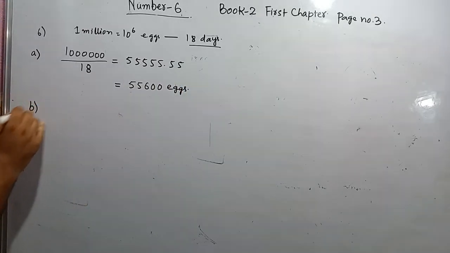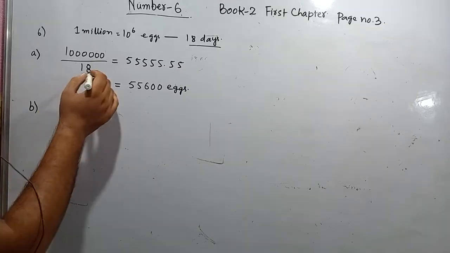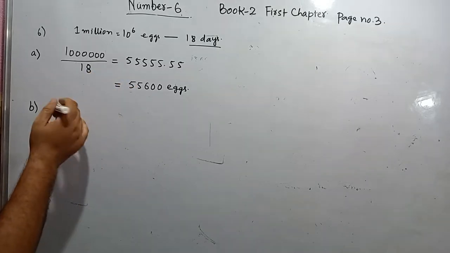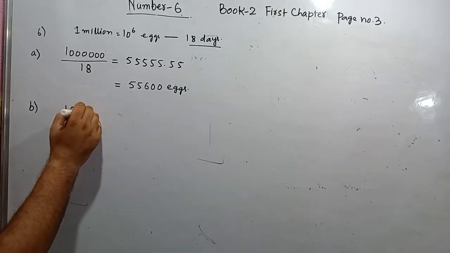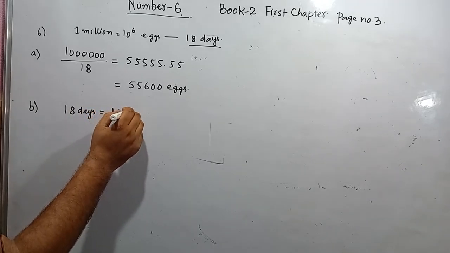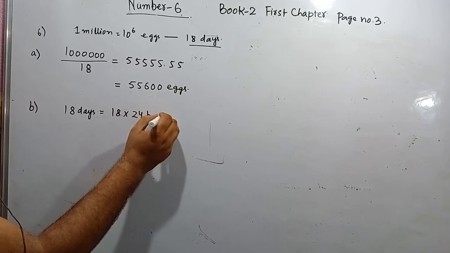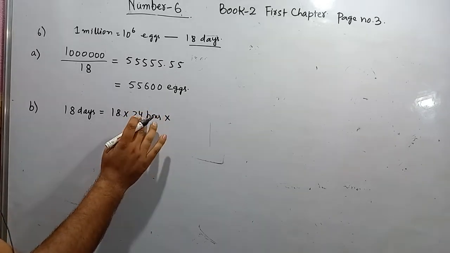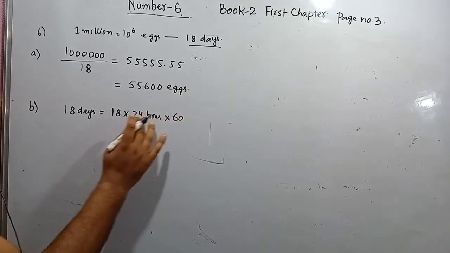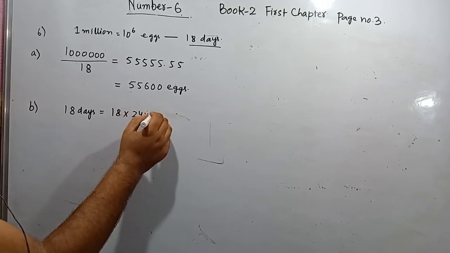Now the B part is, how many eggs does the queen lay in 1 minute? In 1 minute. First I will convert these 18 days into minutes. So 18 days is equal to 18 into 24 hours into 60. So I will directly write here 18 into 24 into 60.